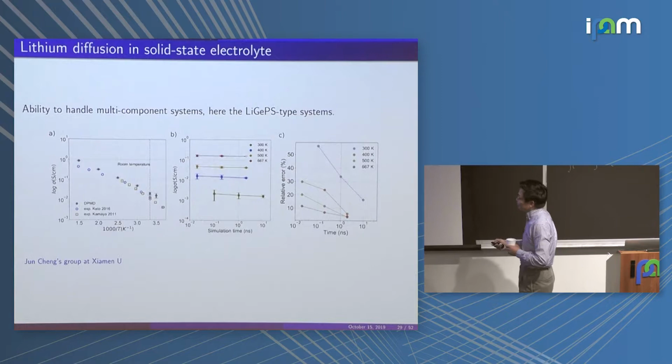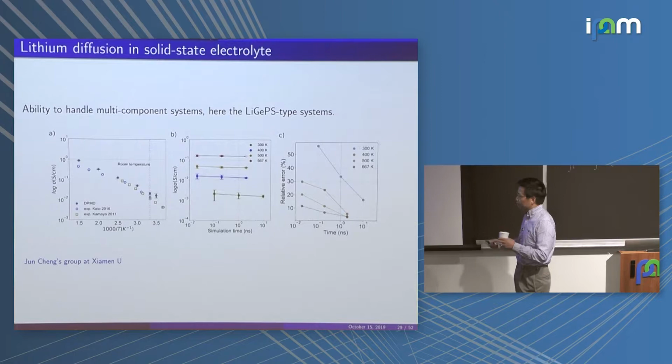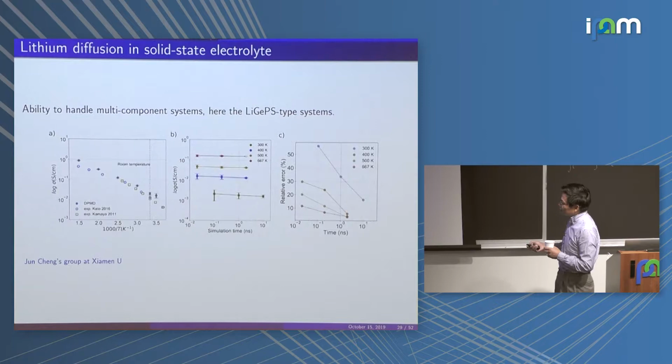And this is the second example, which is the diffusion of lithium in the solid state electrolyte. So this is batteries. Lithium-based batteries, right? Nobel Prize several days ago. So diffusion of lithium is the key thing for the solid-state electrolytes in between the cathodes.